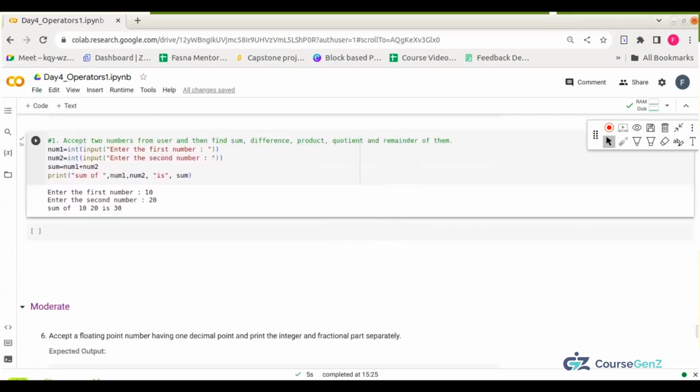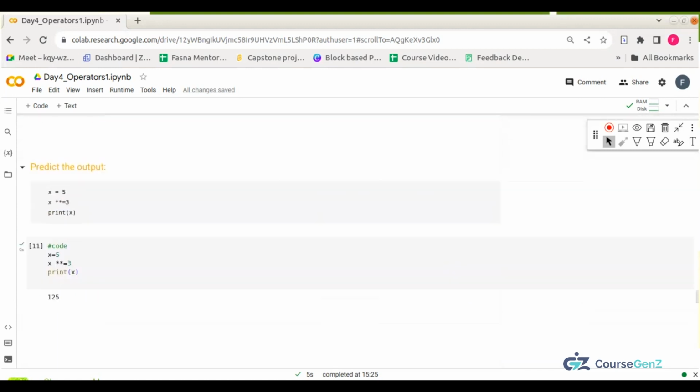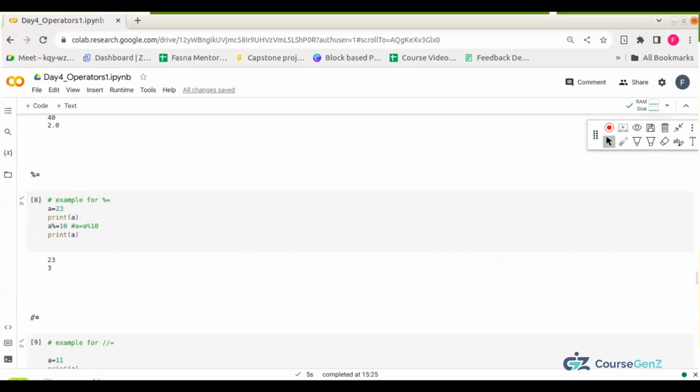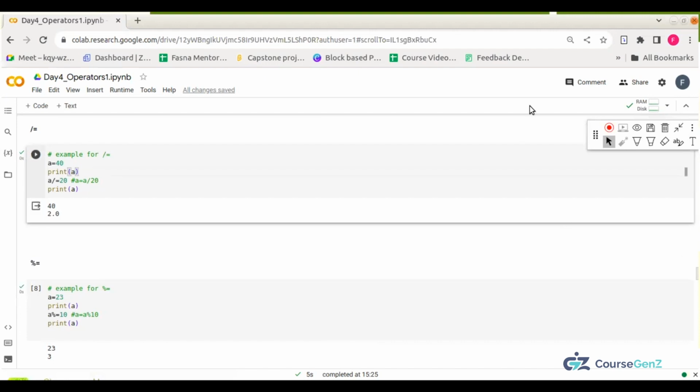Okay, so this is all about the assignment operators. So you have to go through all these questions. You have to try doing all the problems. Is there any doubt? You can ask me. Simple questions are there. You have to try doing all these things. Okay, then this is all about this session. Thank you.